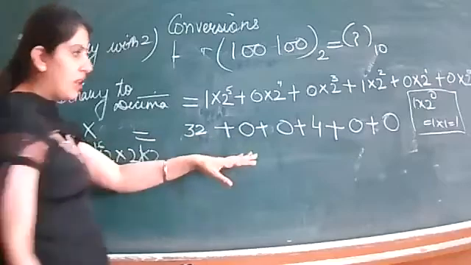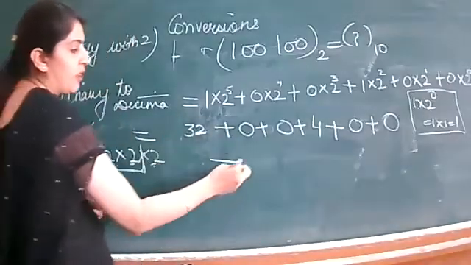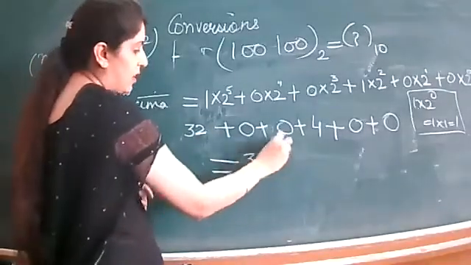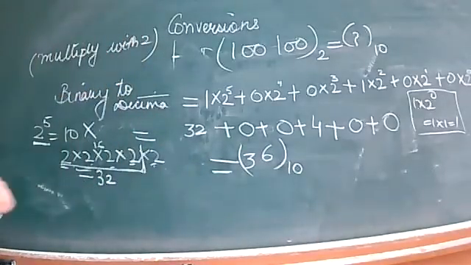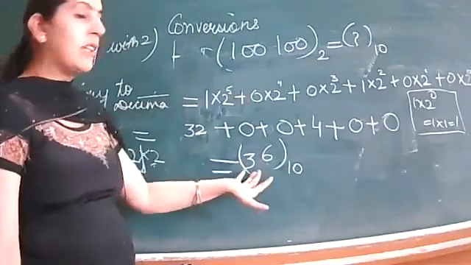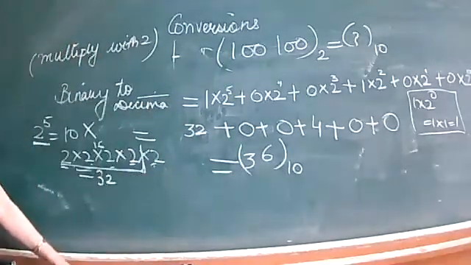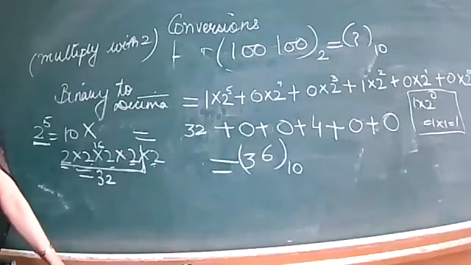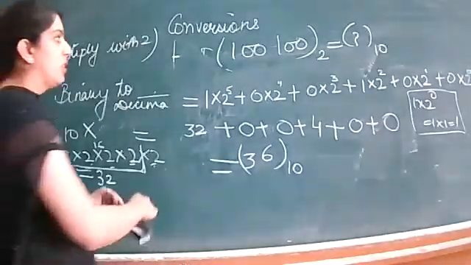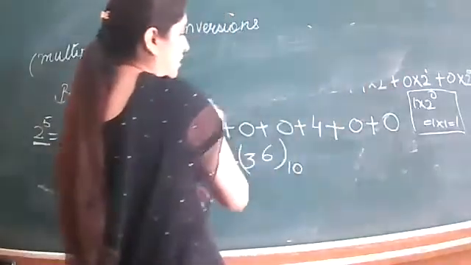Now coming on to the same question. After adding, we are getting 36, that is the equivalent decimal number. So this number is equivalent to 36 in decimal. Clear? Conversion is clear to everyone? Sure, bache? So let's do one more question of the same category.